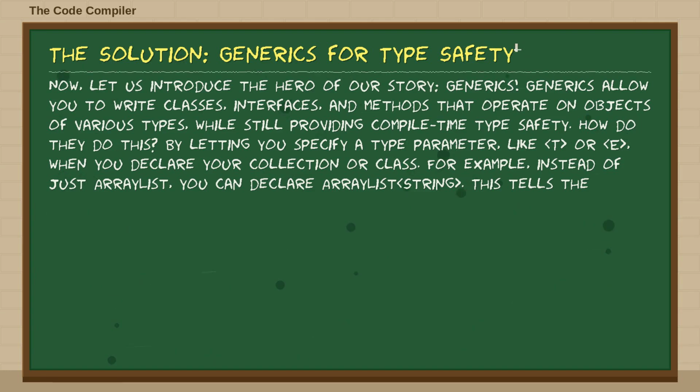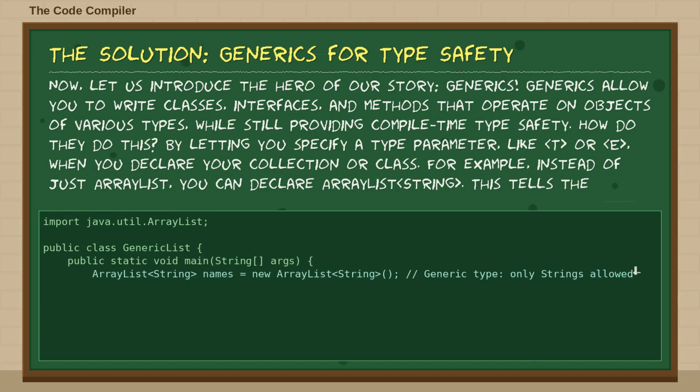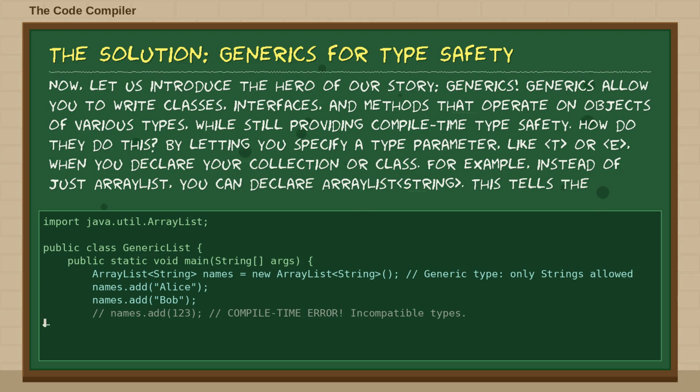If you then try to add an Integer to ArrayList<String>, the compiler will immediately catch the error, preventing a ClassCastException at runtime. This compile-time checking is a huge advantage, as it helps you find and fix type-related bugs much earlier in the development process, saving you a lot of time and effort.